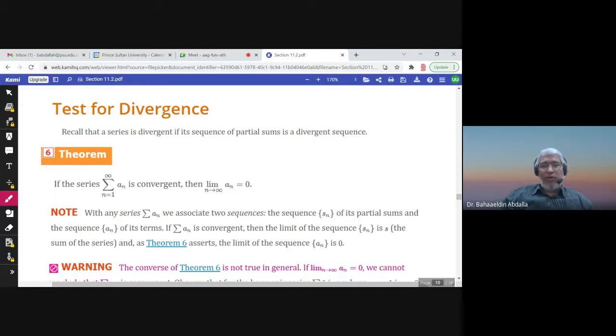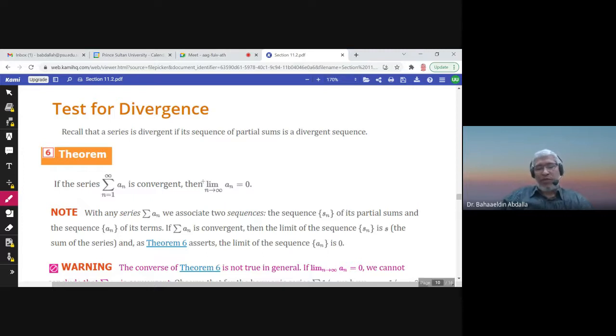Now, we mentioned that there are three sequences. We talked about them. The sequence an. Now, if we have a series like this, summation an from n=1 to infinity, the sequence an is the sequence of terms of the series. Now, this theorem will give us a relation between the series and the sequence an.